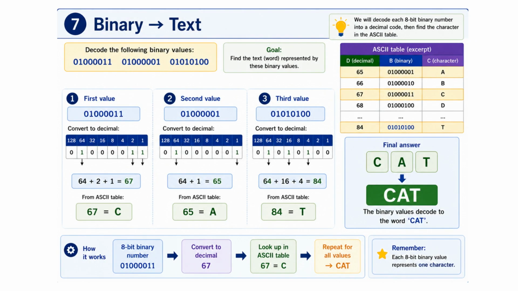Now let's decode these binary values into text. We have 3 8-bit binary values. Remember, each binary value represents one character. First, 01000011 converts to decimal 67. From the ASCII table, 67 is C. Next, 01000001 converts to decimal 65, and 65 is A. Finally, 01010100 converts to decimal 84, and 84 is T. Now, put the 3 characters together, CAT. So these binary values represent the word cat. To decode ASCII text, remember the process: binary to decimal to character.